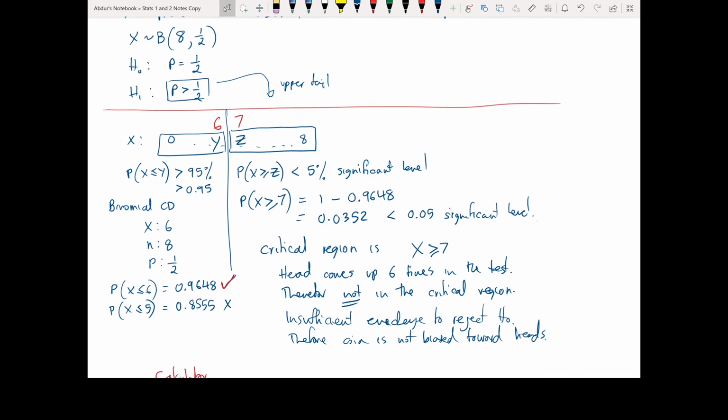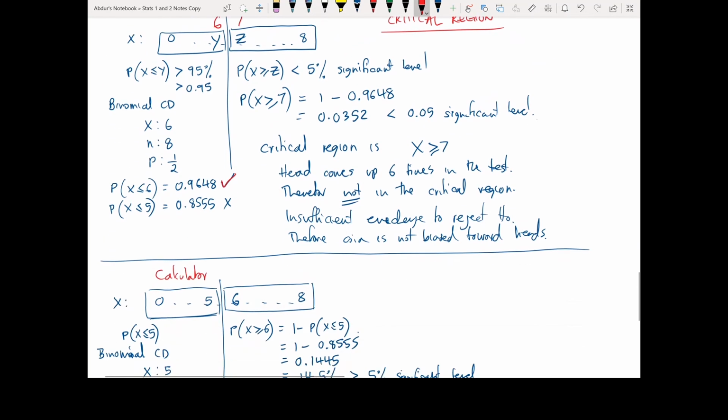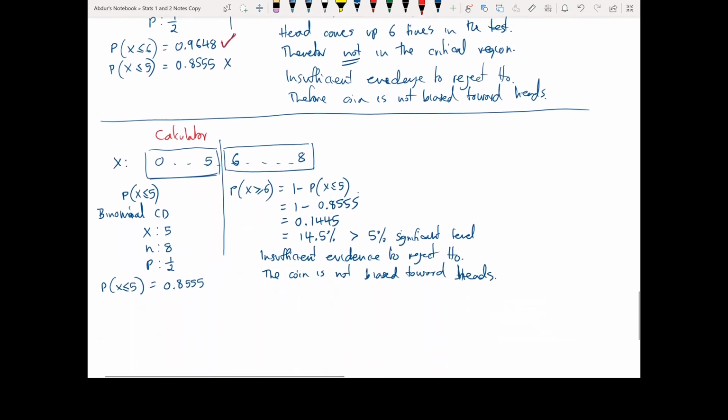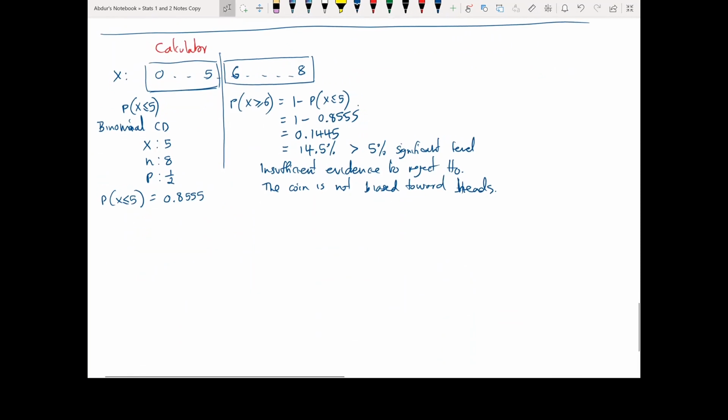So we looked at two approaches here. We looked at the approach of using the critical region, and we also looked at the approach of finding out the p-value and comparing it to the significance level, which was this approach here.